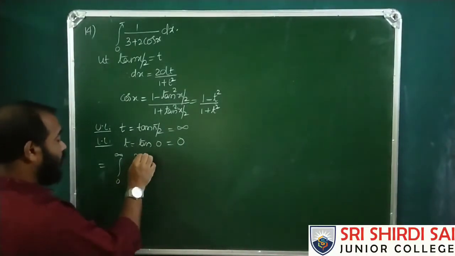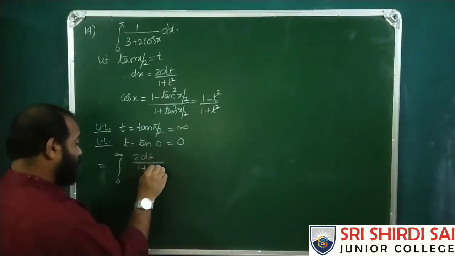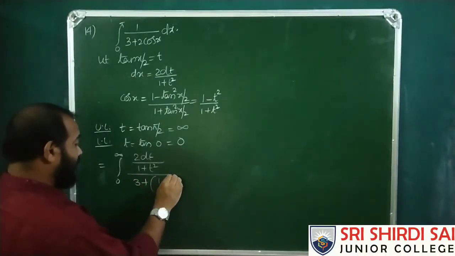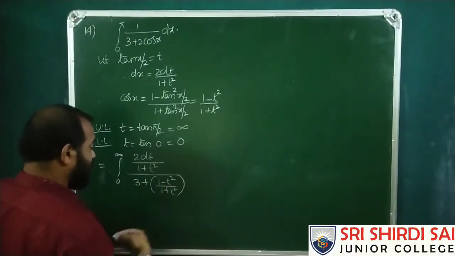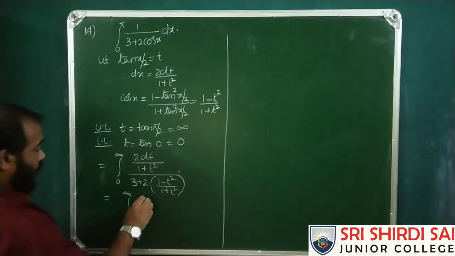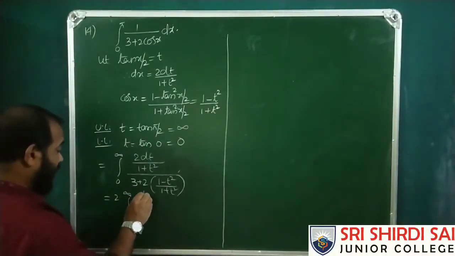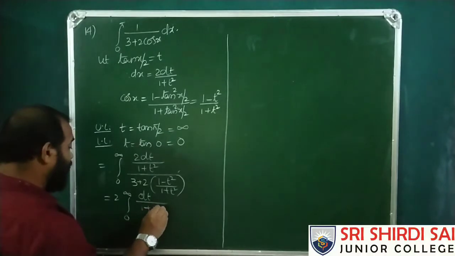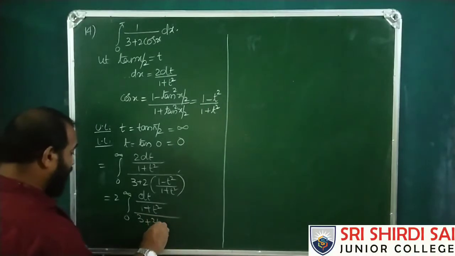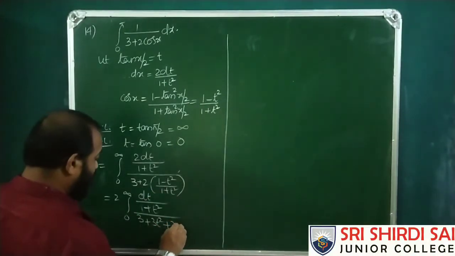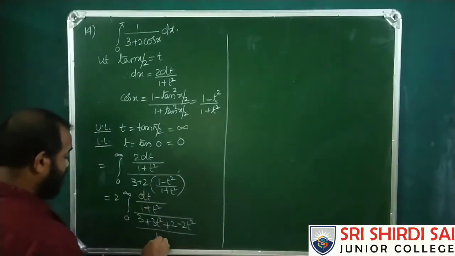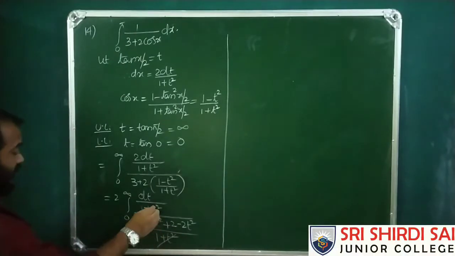So dx is 2 dt by 1 plus t square, and 3 plus cos x is 3 plus (1 minus t square) by (1 plus t square), integral from 0 to infinity. So 2 into dt by [3 into (1 plus t square), that is 3 plus 3t square, plus 1 minus t square] by (1 plus t square). So this and this get cancelled.